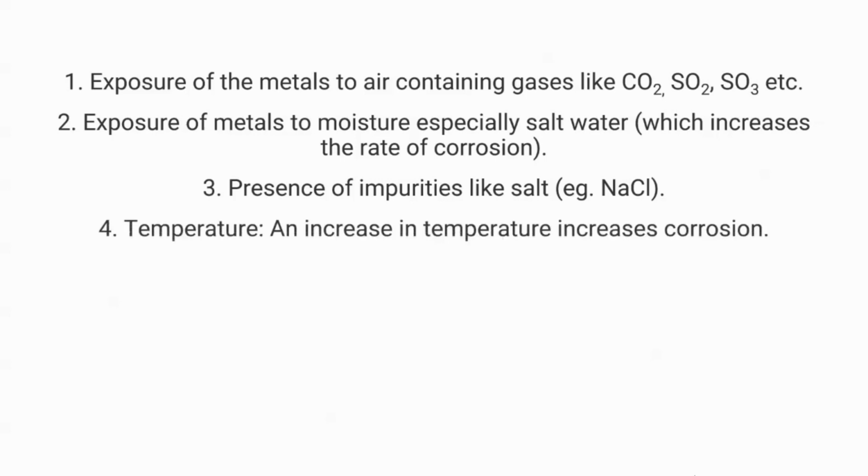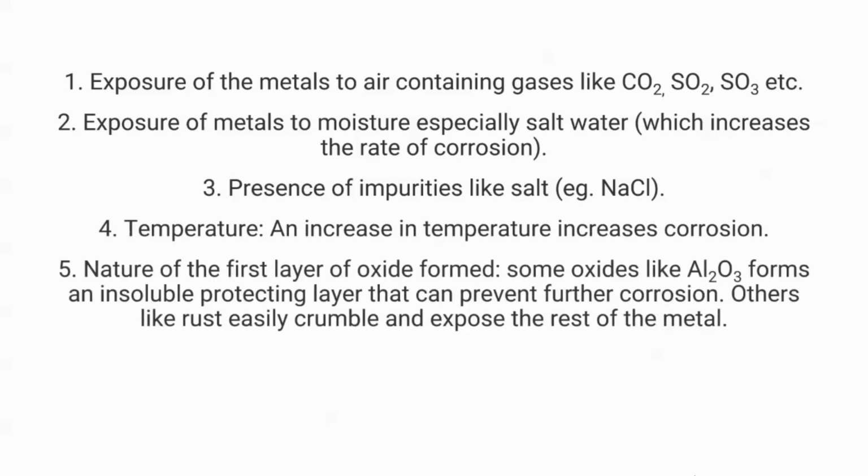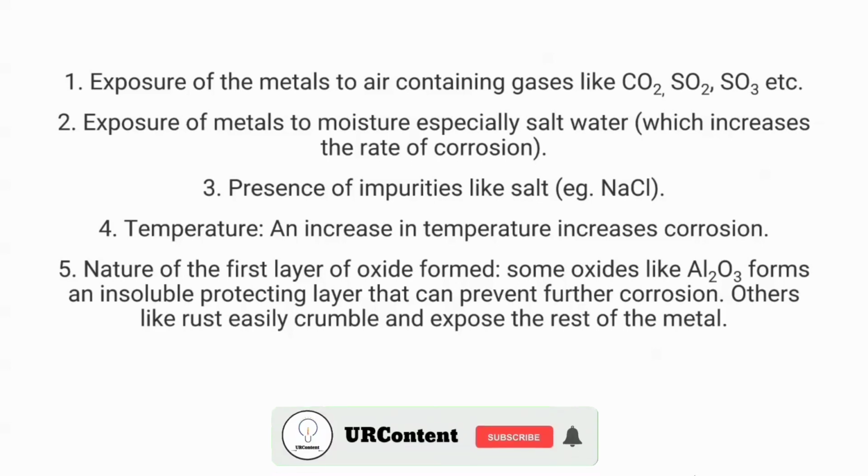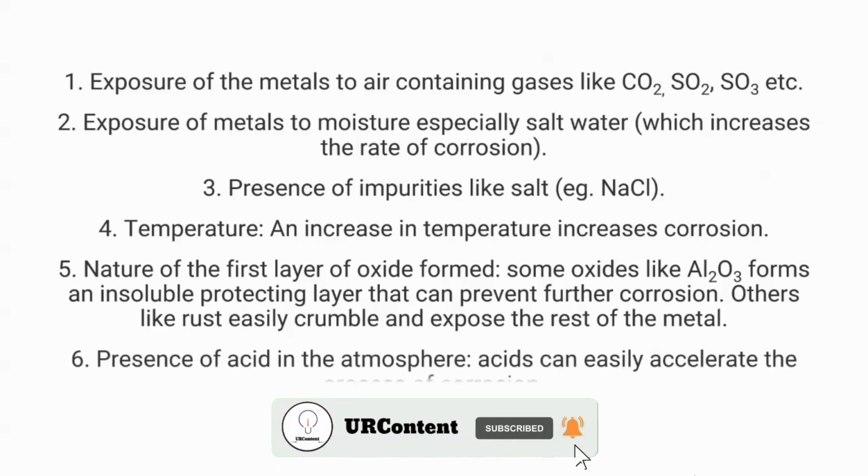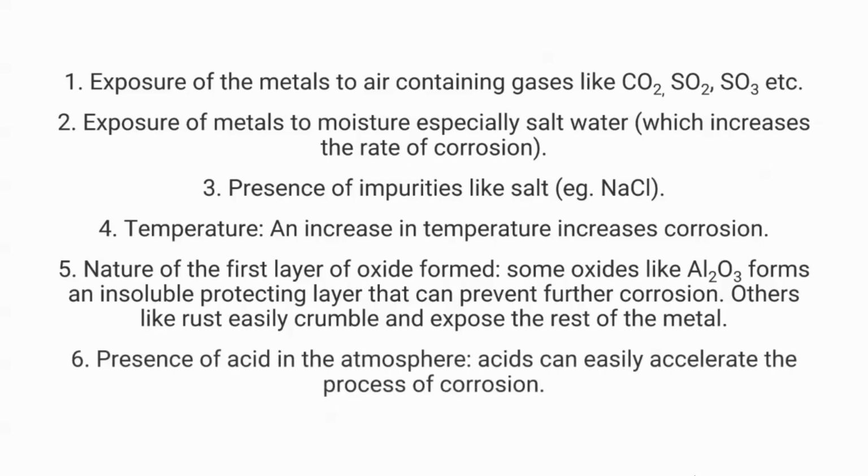5. Nature of the first layer of oxide formed, as some oxides like aluminum oxide form an insoluble protecting layer that can prevent further corrosion. Others like rust easily crumble and expose the rest of the metal. 6. Presence of acid in the atmosphere. Acids can easily accelerate the process of corrosion.